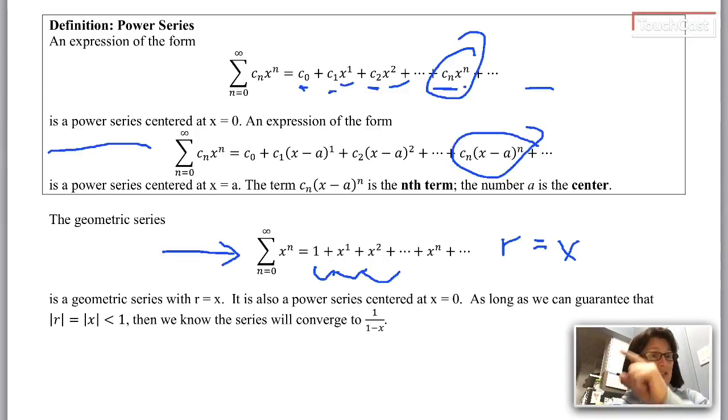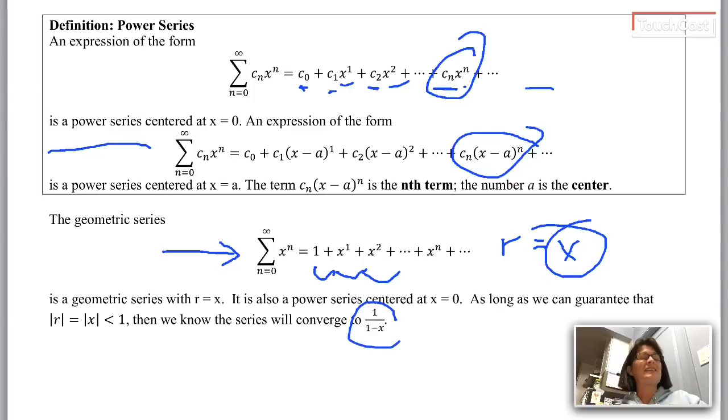Because everything we knew about geometric series would apply, and it can start our conversation. It can start some of the thinking we'll be able to do about power series. If I know that r is between -1 and 1, which means since r is x, x must be between -1 and 1. If I can guarantee that I'm going to pick my x so it's between -1 and +1, then this series will converge, and it's going to converge to 1 over 1 minus x.